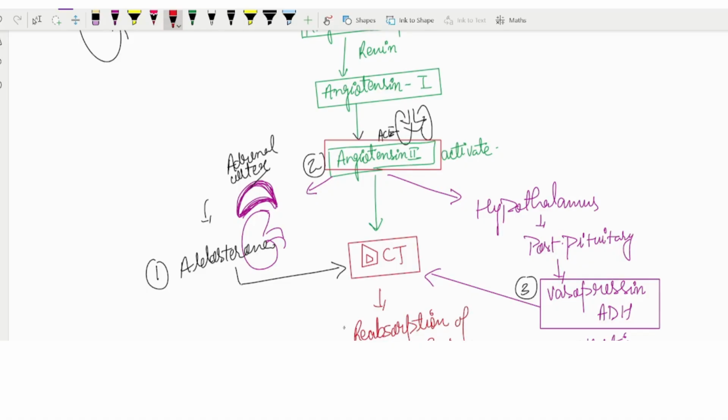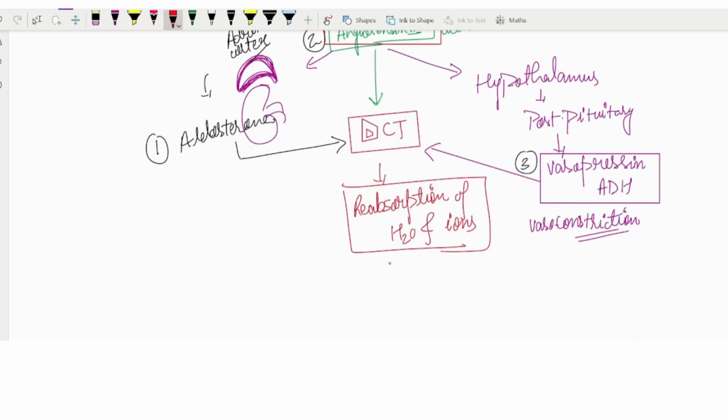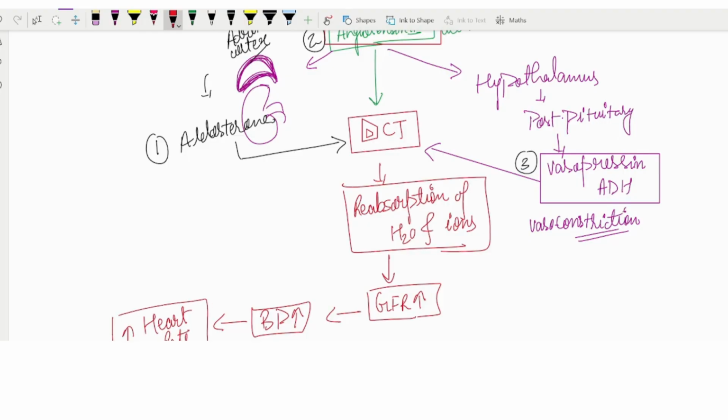Okay, so now because the reabsorption has started, what will happen? It will cause the glomerular filtration rate to increase. If it is increasing, automatically what happens? Blood pressure is increasing. Blood pressure increasing means our heart rate is increasing. Heart rate will increase. Okay, so that is how our heartbeat is increasing.